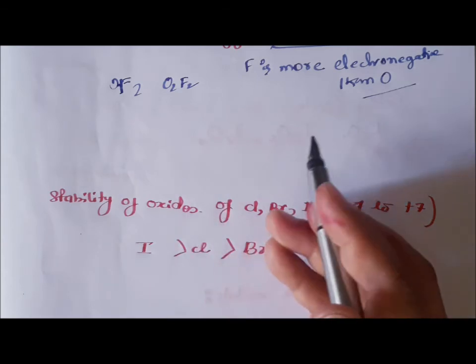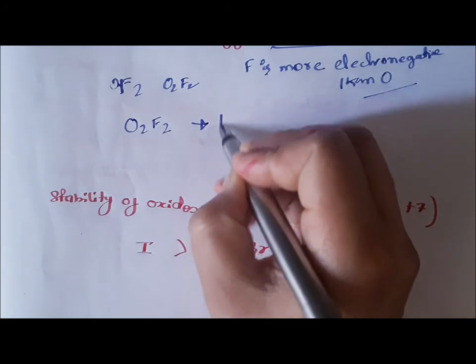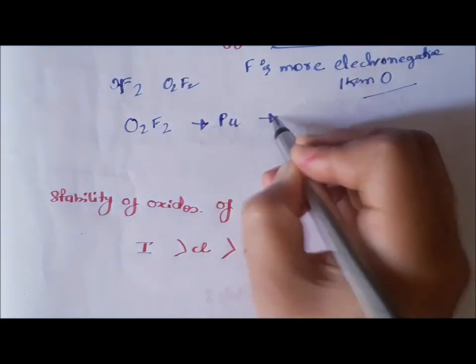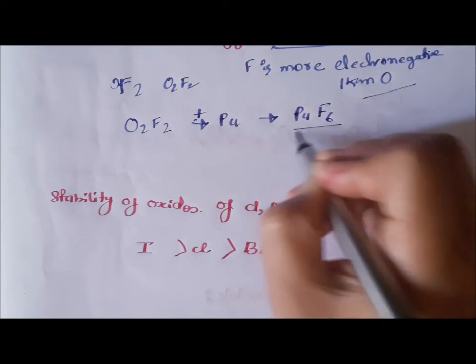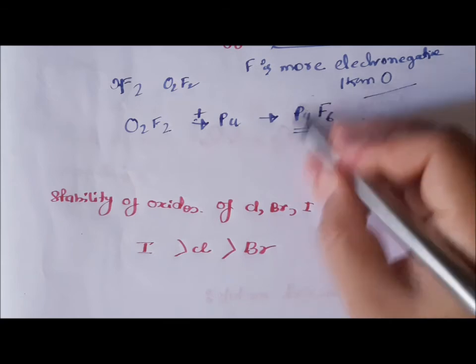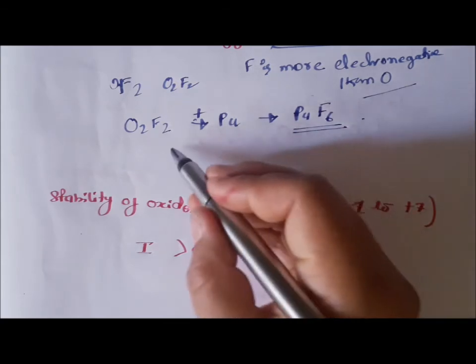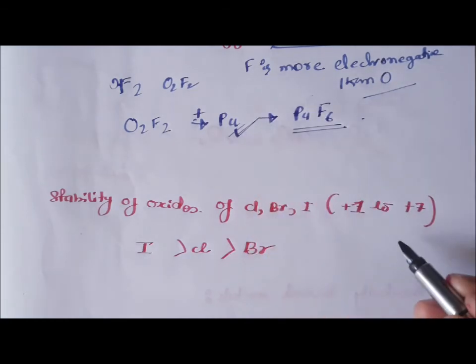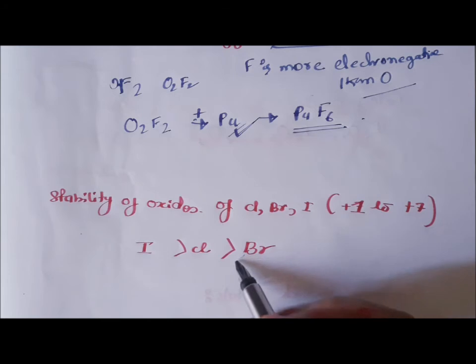But your O2F2 oxidizes plutonium to plutonium hexafluoride, and this reaction is used to remove plutonium as PuF6 from spent nuclear fuel. It is used to remove this plutonium. Now next is your stability of oxides.